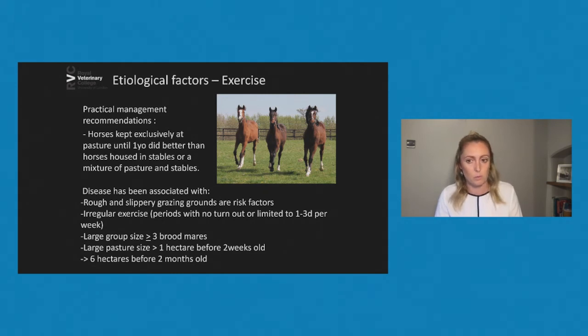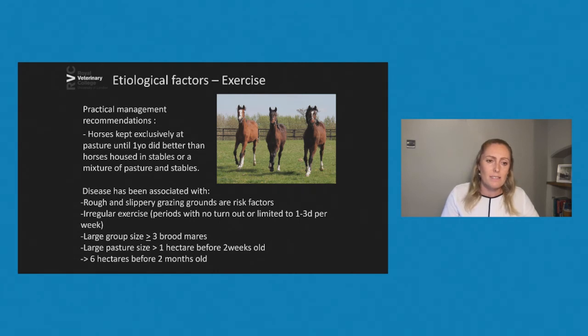Poor radiographic scores were also associated with mixed housing of in at night and out during the day, and it was also seen with rough terrain, so terrain with lots of stones or holes. This disease is also associated with irregular exercise, so periods of no turnout or turnout limited to 1 to 3 days a week. It's also been associated with large group sizes, so over 3 brood mares, and a large pasture size as well, so over 1 hectare before they're 2 weeks old, or over 6 hectares before they're 2 months old.